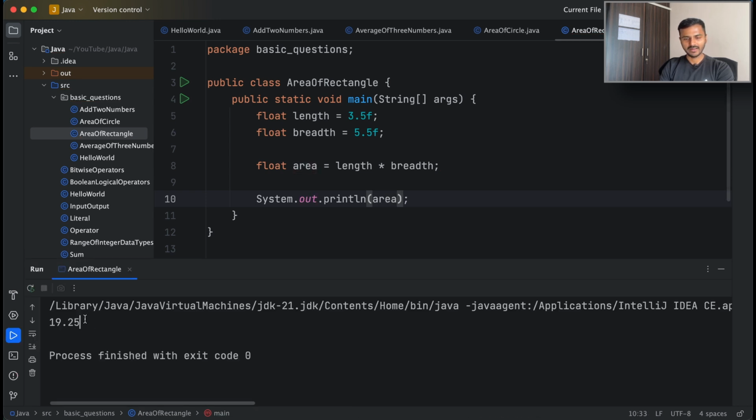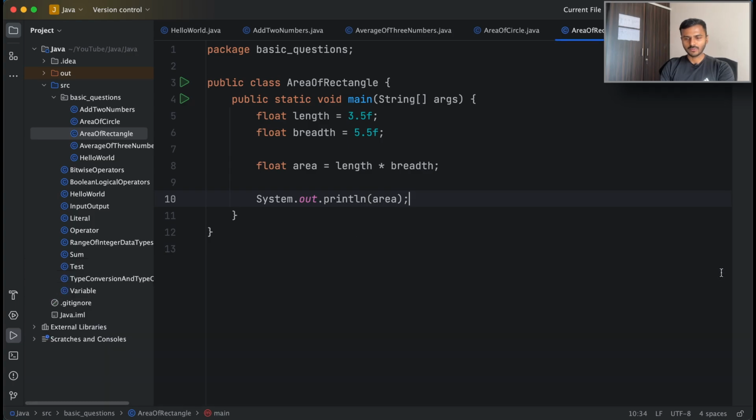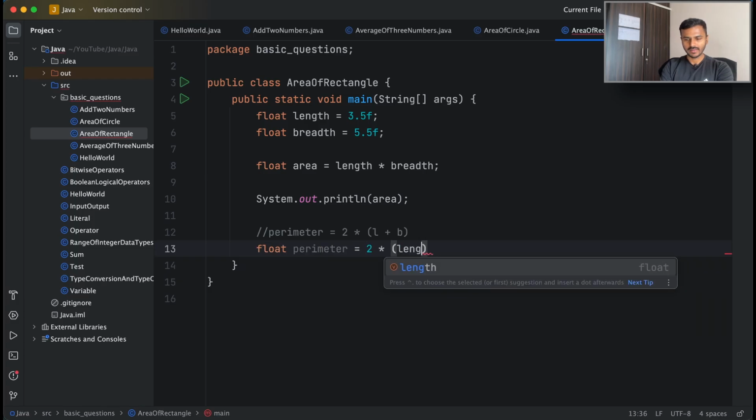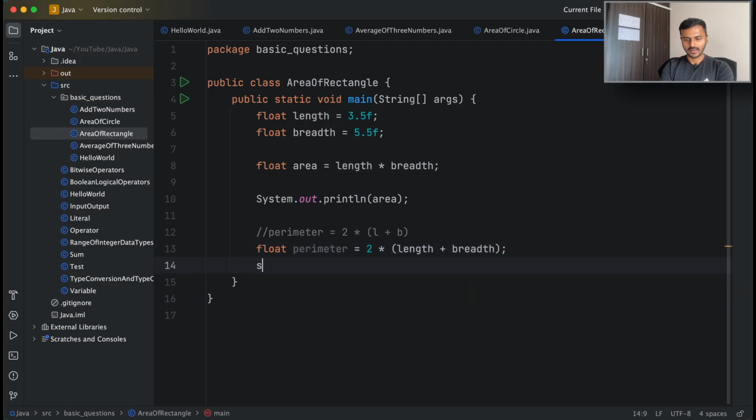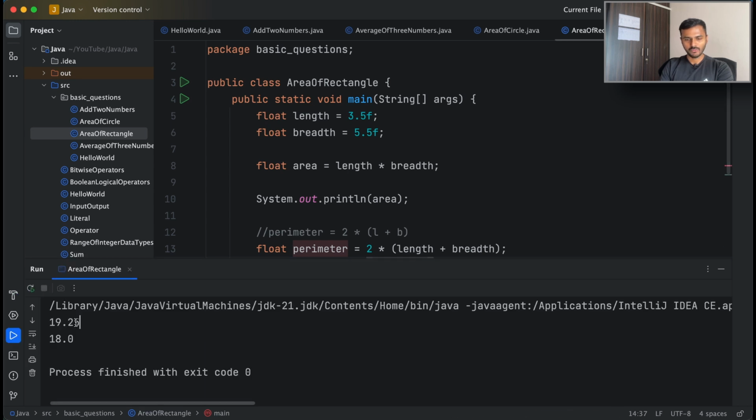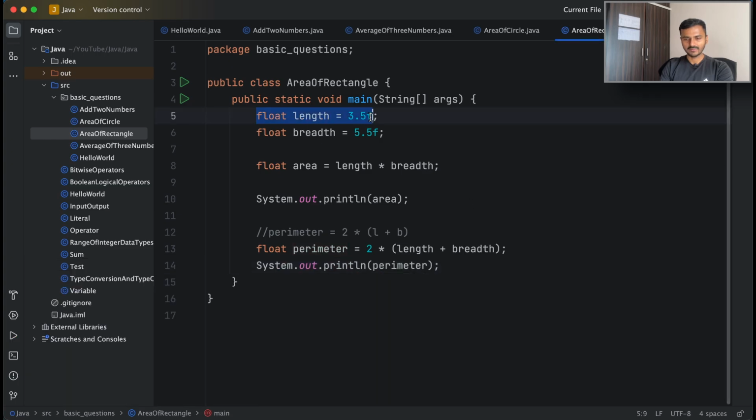Well, we get 19.25. Now let's also extend this code to find the perimeter. So what will be the formula of perimeter? First of all, to find the perimeter of a rectangle, we can go for 2 multiplied with length plus breadth. And we can say float perimeter is equal to 2 multiplied with length plus breadth. And lastly, we can print the value of perimeter. And if we run the code, we get 19.25, which is the area, and 18, which is the perimeter of rectangle, given the length is 3.5 and breadth is 5.5.